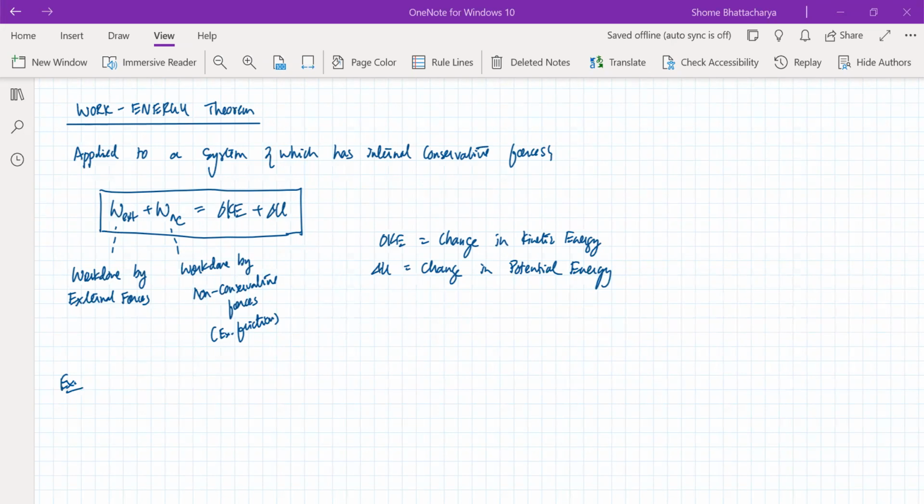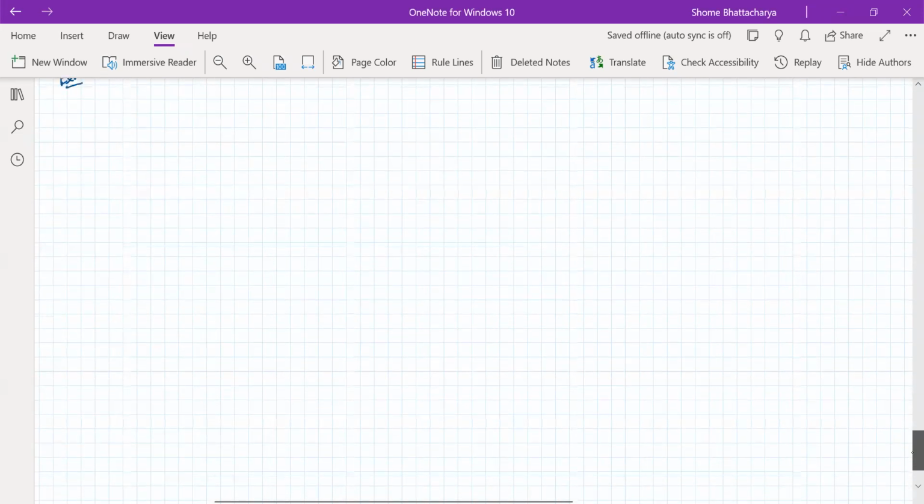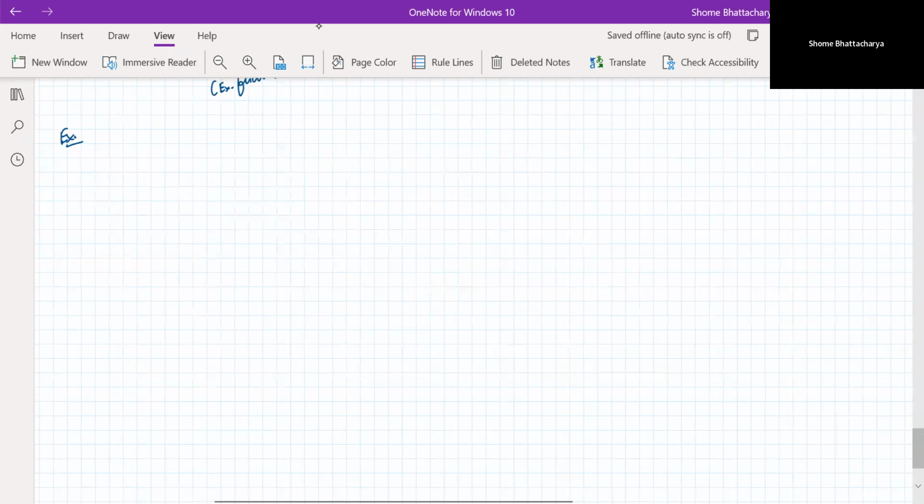Okay, so let's understand this next with an example, as I was telling you. We will use part of what we learned about the spring and potential energy of the spring to illustrate this point with an example, that is the application of work energy theorem.